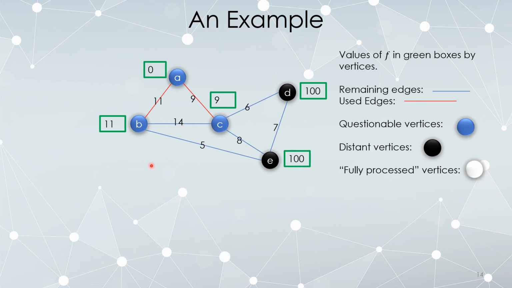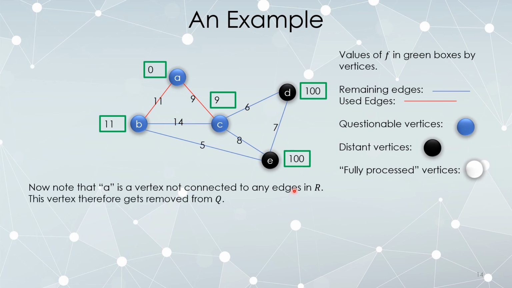So here is our graph at this point. But now notice we have a questionable vertex A that is not connected to any remaining edges. That means it's no longer questionable, it's fully processed. So this vertex is now not going to be altered in any way from this point forward, nor any edges leaving it.